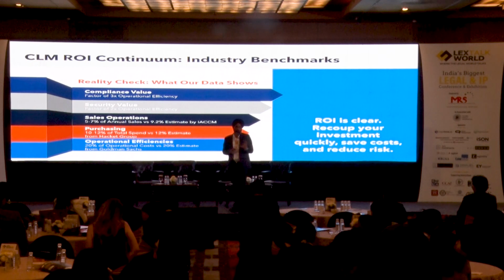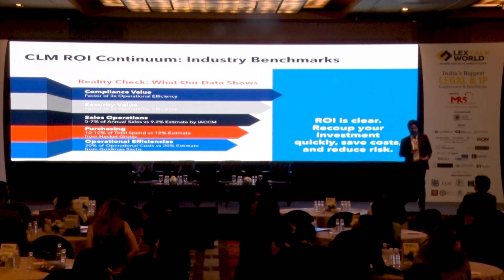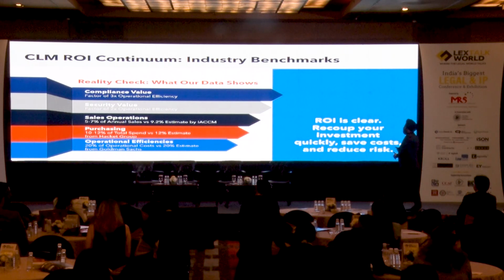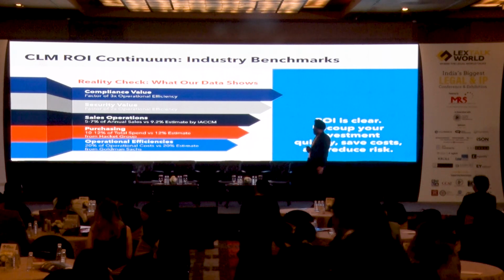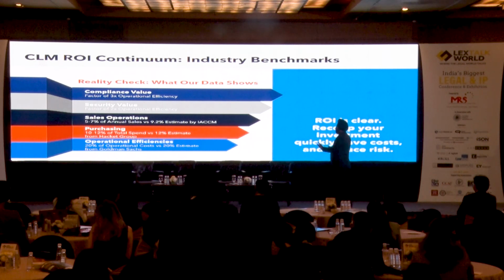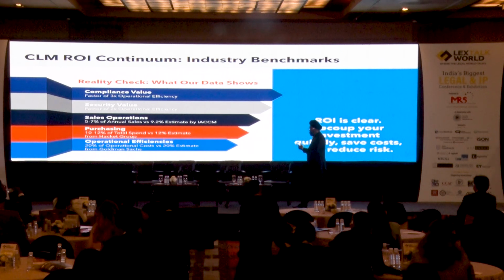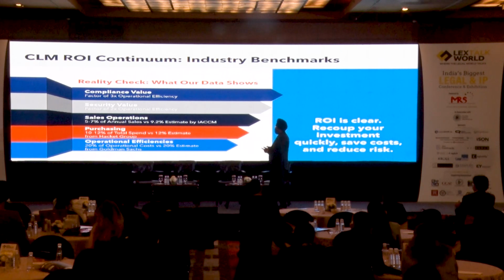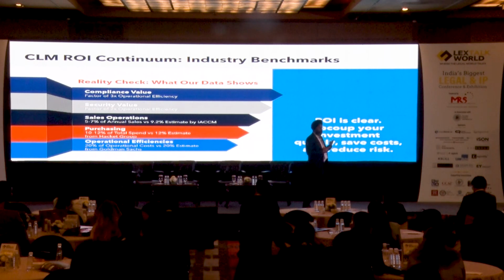What does our data show? We don't only rely on the data shown by the reviewers, but we also go to our customers and check these statements with them. How are we performing? What kind of efficiencies have we brought in? Compliance-wise, a factor of 3x operational efficiency, security-wise 2x operational efficiency, and in purchasing, on the leakage of revenue, we have a saving of 12% there also.